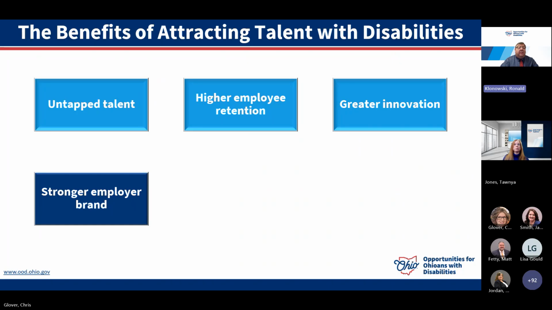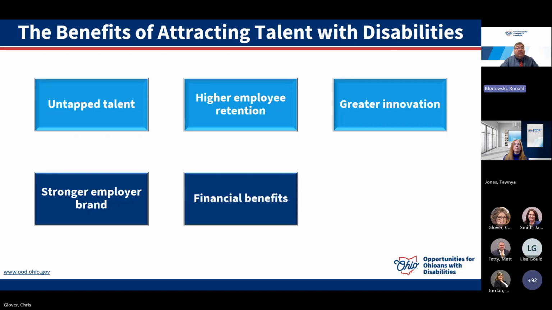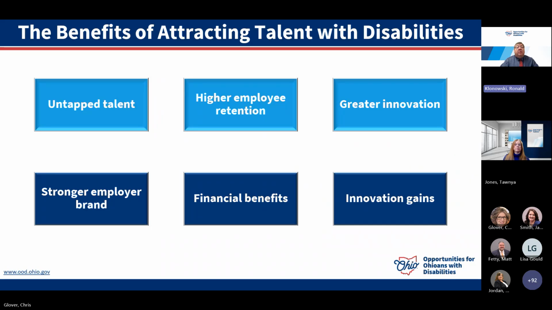And Tawnya, the data backs this up. According to research conducted by Deloitte, inclusive companies are 2 times more likely to meet or exceed financial targets and 6 times more likely to be innovative and agile. When you remove barriers to employment and focus on ability, you position your organization to attract and recruit skilled, motivated candidates with disabilities who are ready to contribute.